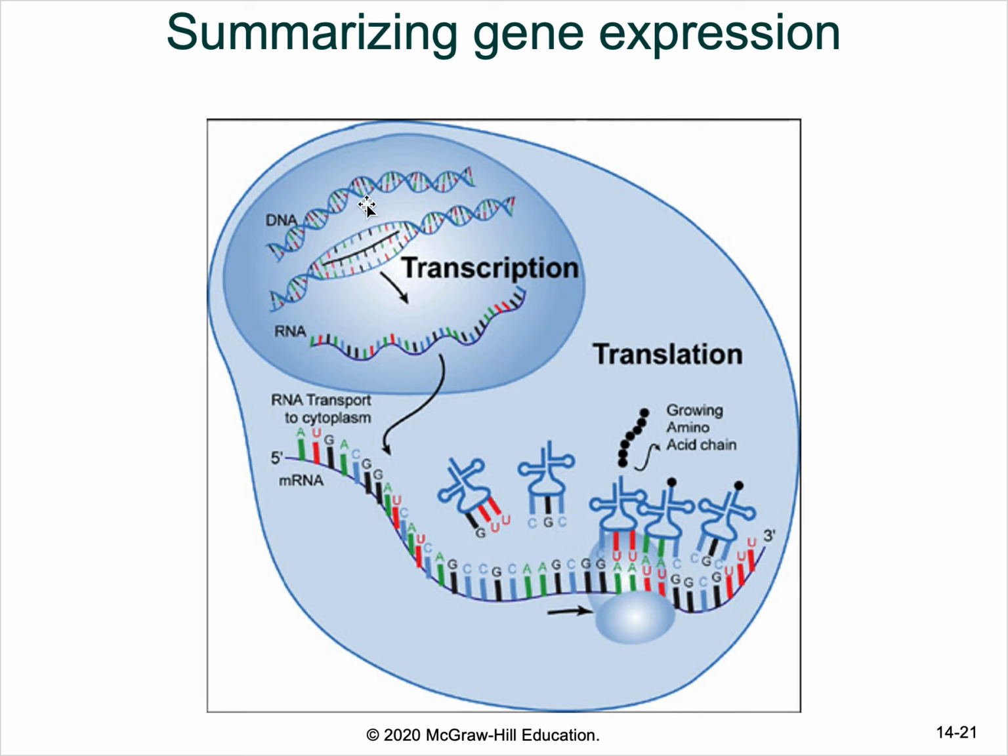So for transcription, again, the DNA is located in the nucleus. It then gets transcribed into RNA. After transcription, it's going to leave the nucleus. Now it's in the cytoplasm. And then you have the tRNAs that bring anticodons and place them on there with the help of the ribosome. And then they start to grow what we call an amino acid chain.